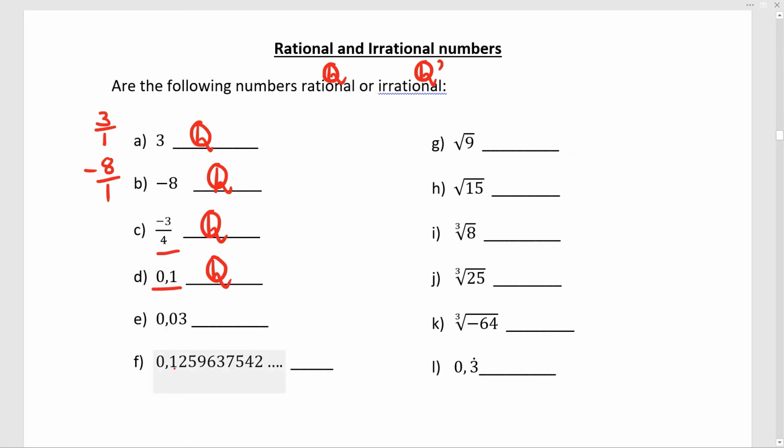But what about this one? 0,03. There's 2 decimal places, but there's no ... So it also terminates, and when it terminates, it is rational.